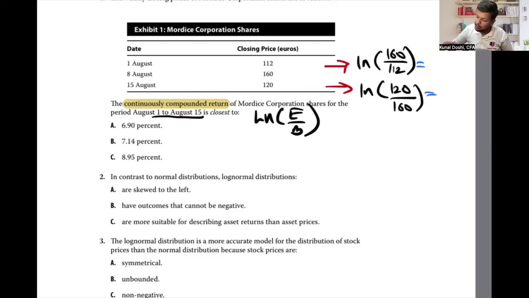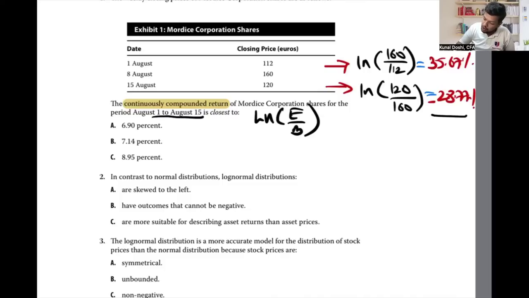You will get 0.35667, that is 35.67%. I recommend you to press store one. The second one is negative. So 120 divided by 160. Press ln, you will get negative 0.2876, or you can say 28.77%. And this is your negative return.